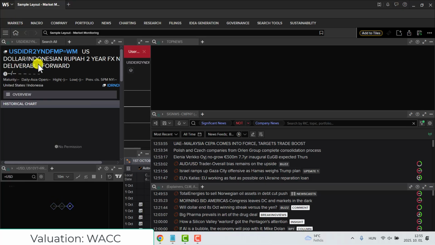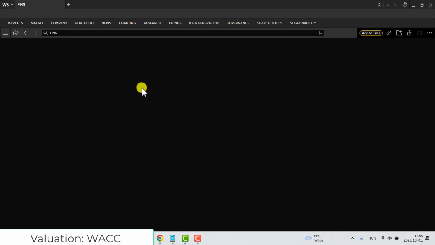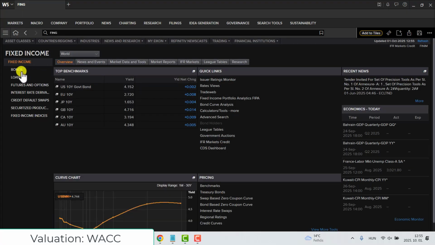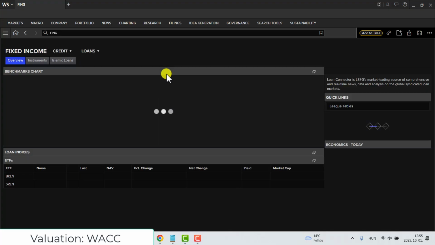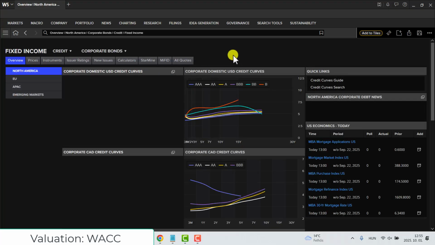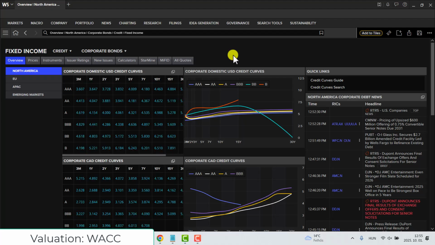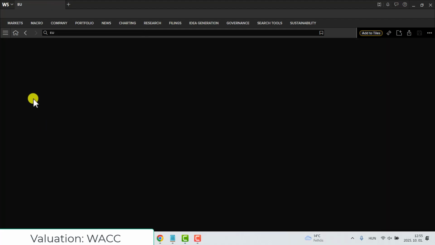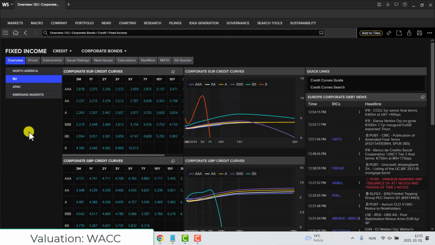But fixed income, then loans. I know it's corporate bonds, but they changed the menu system, so now it's under credit, which is stupid. Then EU. Two years ago, they had a data set also for France. Now we have only EU. I don't know why it's better. I think it's not, but yeah.